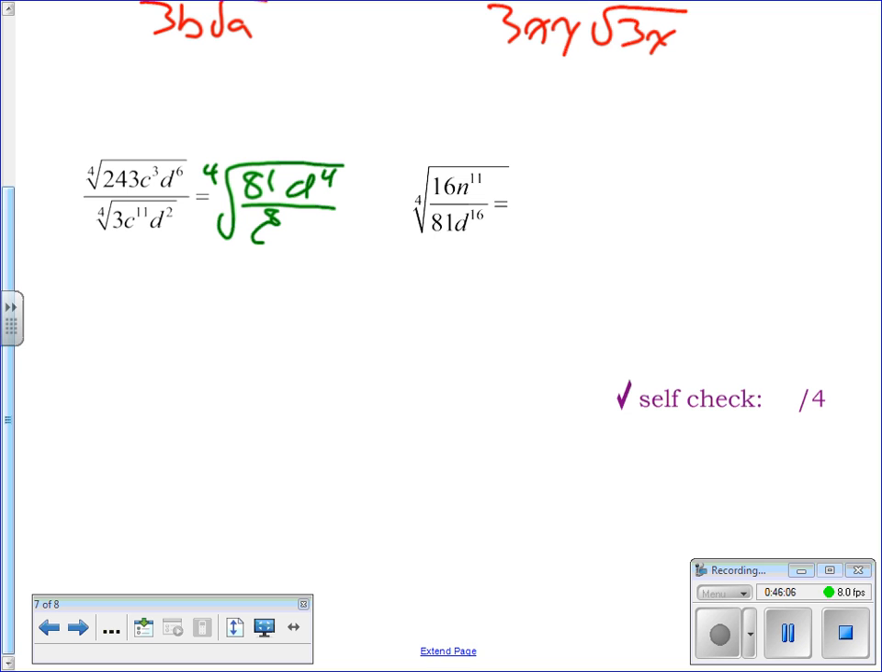And now this is easy because those are all perfect fourth powers. Fourth root of 81 is 3. Fourth root of d to the 4th is d. Fourth root of c to the 8th is c squared. So they all disappear altogether.